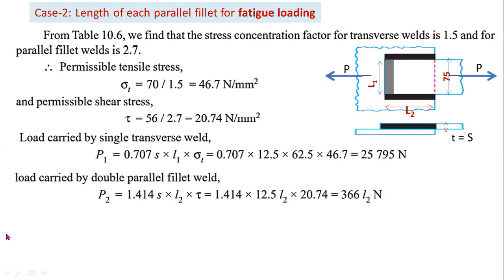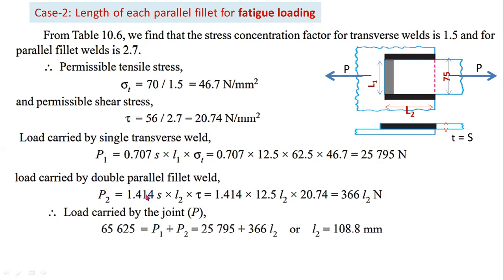Okay, so this is the formula for tensile load for transverse weld. This is the formula for tensile load for parallel fillet weld. Okay, now you have to add these two values, P1 plus P2, that value equal to total load acting on the welded joint.